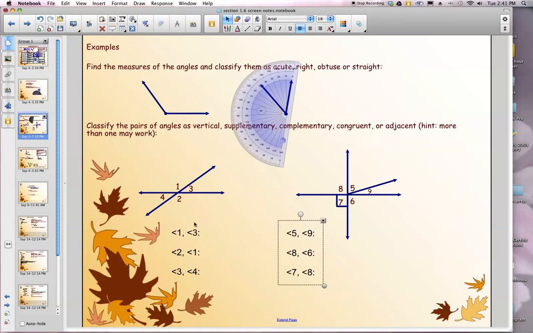Okay. If I talk about angles 1 and 3, I would say that they are adjacent because they're right next to each other, and I would say they're supplementary, because if I put 1 and 3 together, I make a straight line. So I would say that angles 1 and 3 are adjacent because they share a side here, and they're supplementary. Angles 1 and 2, I would say are vertical.